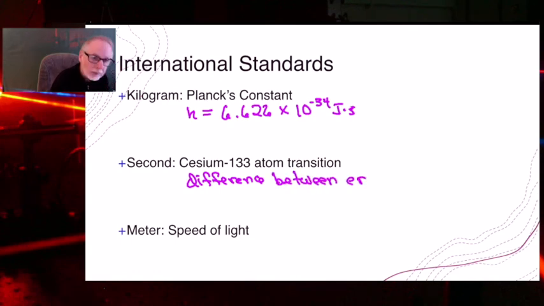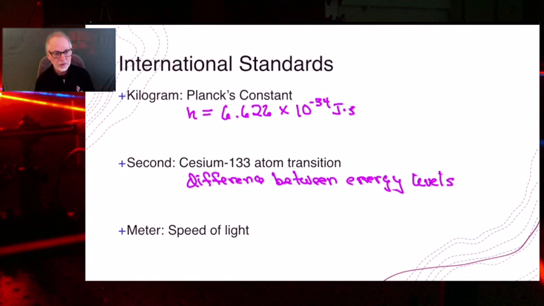So again, the point is that these things are very precisely defined based on atomic properties and interactions, for example, with light. Planck's constant, this transition between energy levels defining the second. The definition of the meter is in terms of the speed of light.